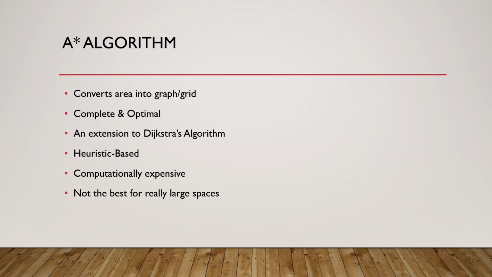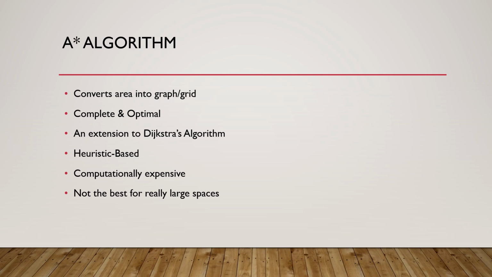The A-star algorithm is great to use depending on your situation. It converts the area into a grid or graph, thus making it a grid-based algorithm. It is also considered a complete algorithm, meaning if there is a solution available, for example, if a robot is actually able to reach the end of a maze, it is guaranteed to find it. It is also optimal, which means it will find the shortest path possible to the goal, and for this example, to the end of the maze.